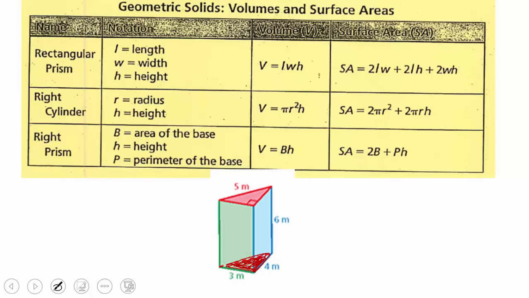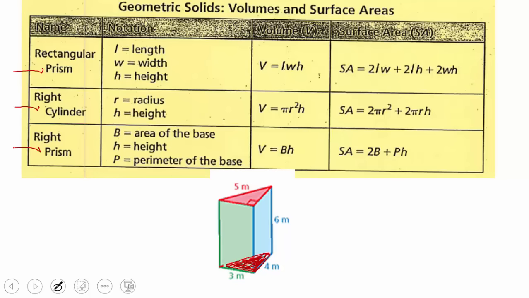Now, if we want to find the surface area, I'm going to look at my trusty reference sheet here. And it says geometric solids, volumes, and surface area. And then I look over to the right. Oh, I see rectangular prism. I see right cylinder. And I see right prism. Wait a minute, Mr. Ross. There's no triangular prism up there. No. How many of you were listening before?